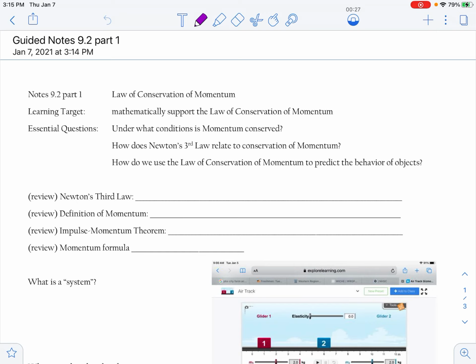And our questions are, under what conditions is momentum conserved? How does Newton's law relate to the conservation of momentum? And how do we use the law of conservation of momentum to predict the behavior of objects? So we need to do some review first to make sure that we remember what all these things are before we start talking about them.